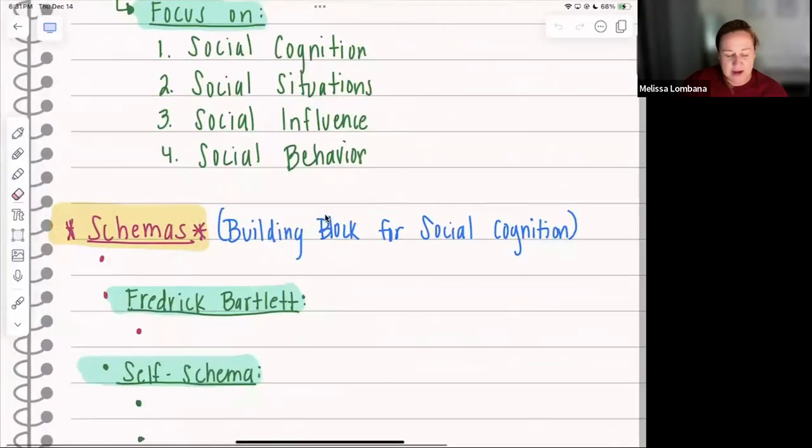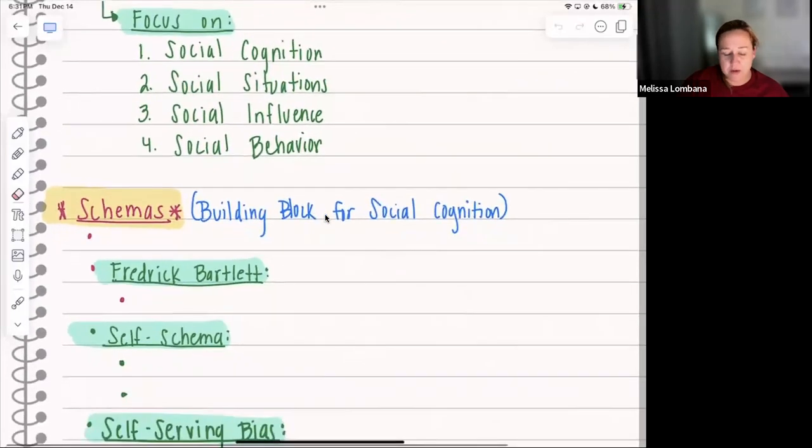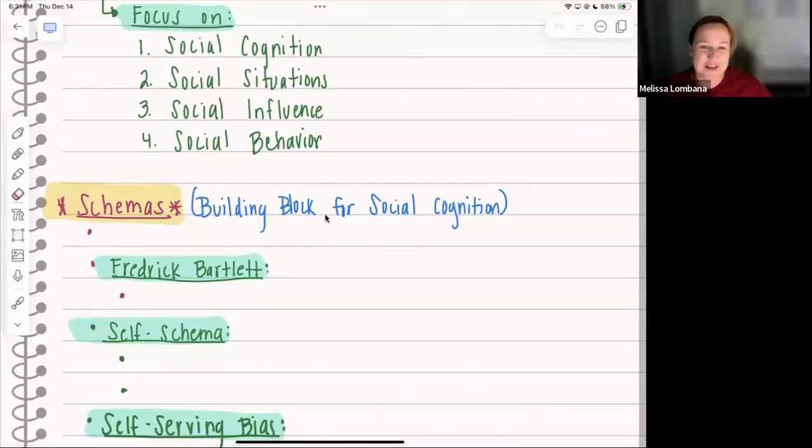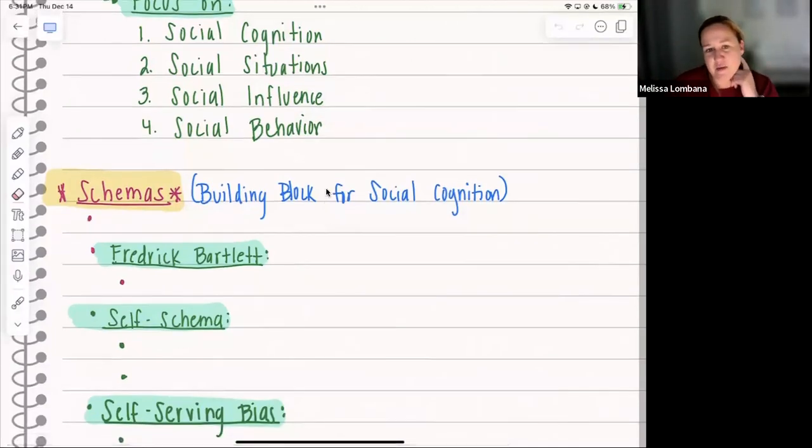Then you're going to skip a line and we're going to start with another subtopic, which is schemas. Look at that, we've seen that word a bunch of times. I do want you to write on the side where it says building block for social cognition, because believe it or not, schemas not only shape the way that we think and our perception, but can also affect the way that we think about social situations.